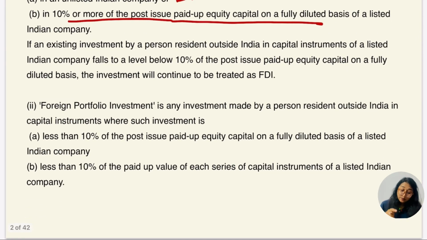What about the foreign portfolio investment? It was less than 10%, right? Yes. Then what was it? Was it 14%? Yes. Then what was it? What was that 24% something? You remember, there was some sectoral cap.